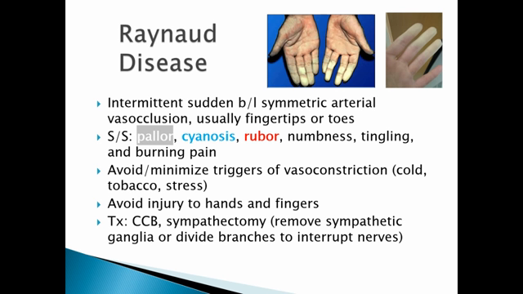Treatment wise, typically we're going to focus on avoiding and minimizing triggers. Calcium channel blockers have been somewhat effective with that. If it's really, really bad, they can actually do some surgery. They can divide branches and cut some nerves there to try to avoid this phenomenon.